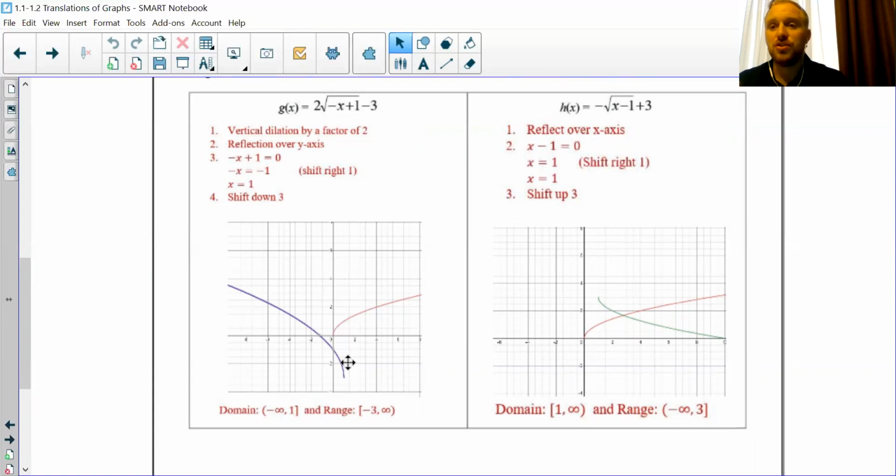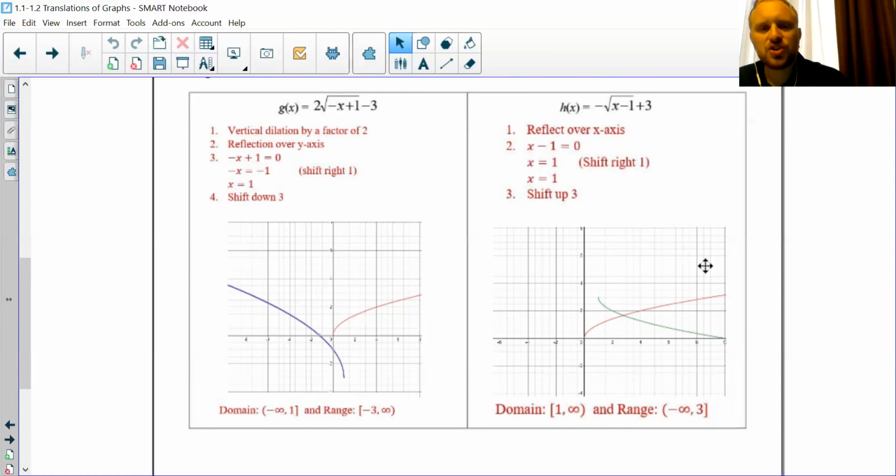After that, you can't graph any value that's greater than 1. So for instance, if you plug a 2 into here, negative 2 plus 1 gives us a negative inside the square root. And whenever we have a negative inside the square root, that means we have an imaginary number. That means we can't graph this, okay?